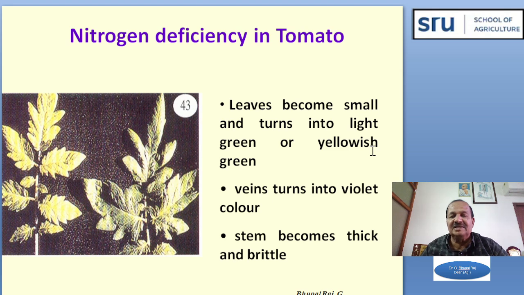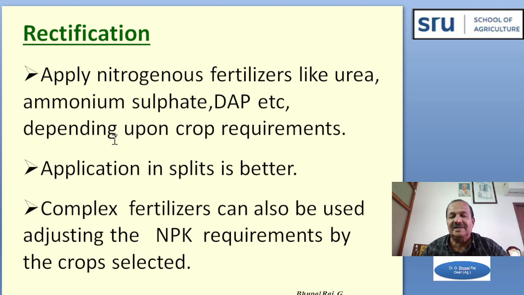Then tomato, it is an important vegetable crop here. In vegetable crops, the main symptoms in general are a light green and yellowish color of the leaves. And here, the middle veins of the leaf will turn violet in color. And stems will become thick and brittle. So these are the main symptoms of nitrogen deficiency in the tomato.